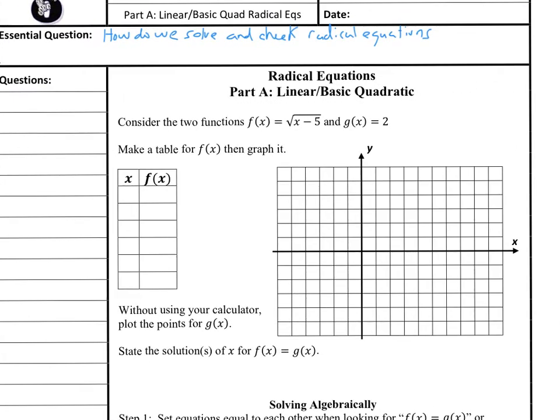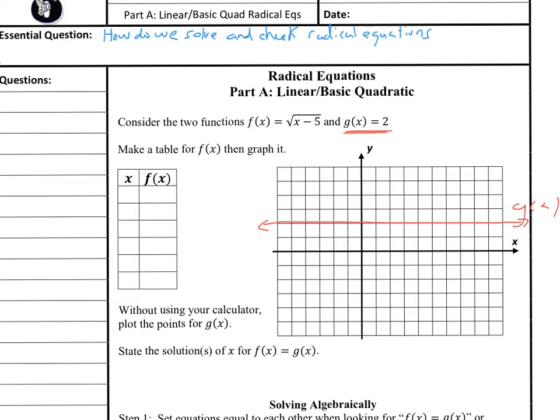So consider the two functions, f of x equals the square root of x minus 5, and g of x equals 2. Alright, so we are going to graph those points and solve this problem. So I'll do g of x in red. G of x is always 2, which means y is always 2, which is the y equals 2 line. That wasn't bad. Alright, so there is g of x.